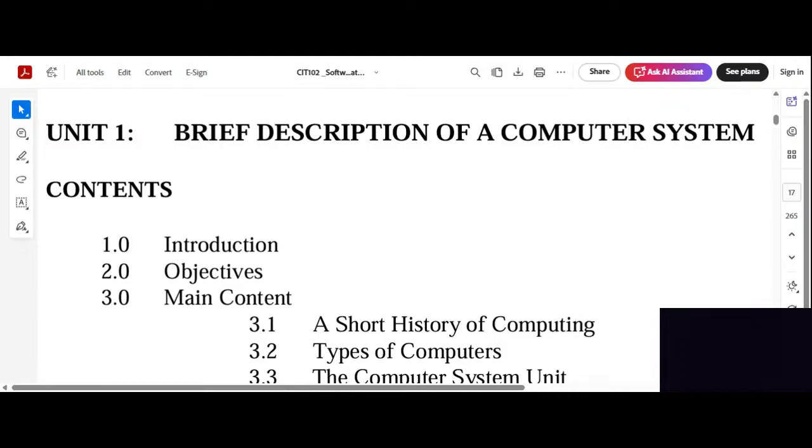And to open the floor, we'll start with Module 1, Unit 1, which is a brief description of a computer system. Before you start going into the software that we have and their application skills, it's very important you know about the computer itself, the computer system. What is a computer system? How does it work? Where is it found? What are the requirements?